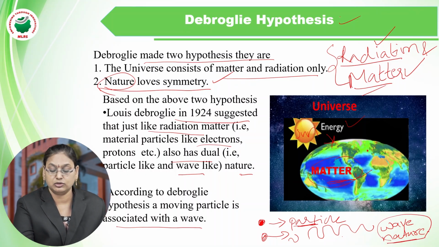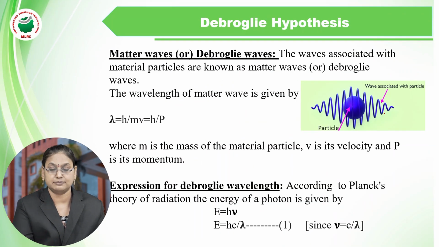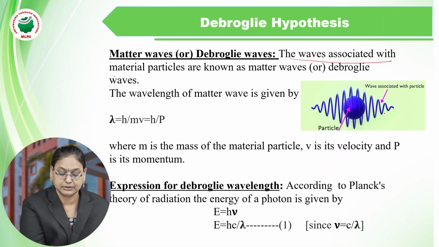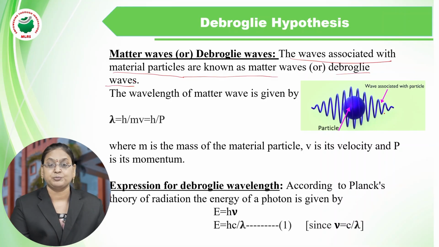So now what is the de Broglie hypothesis? The dual nature of matter is known as the de Broglie hypothesis. Whenever the particle is at rest, it has particle nature. Whenever it is moving with some velocity, it has wave nature. Now let us define matter waves and de Broglie waves. The waves associated with material particles are known as matter waves or de Broglie waves.